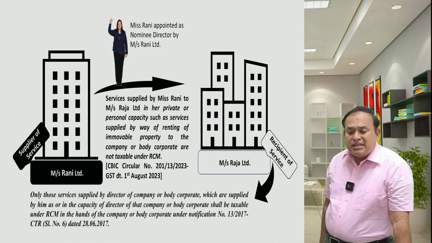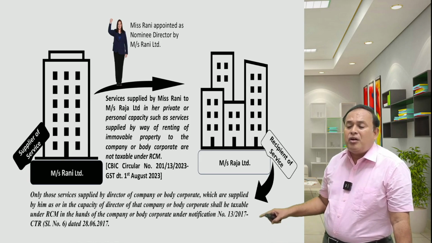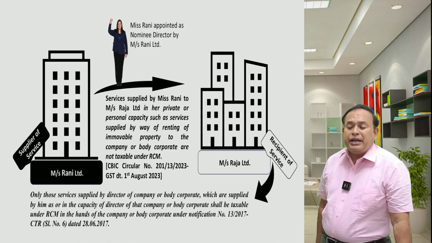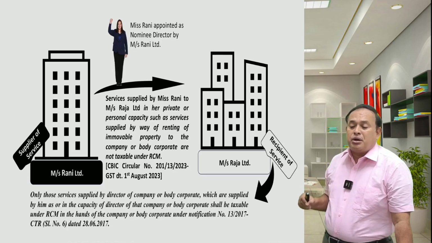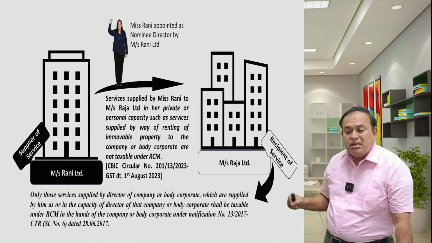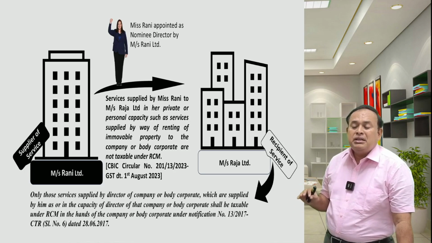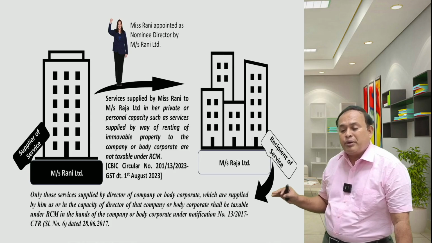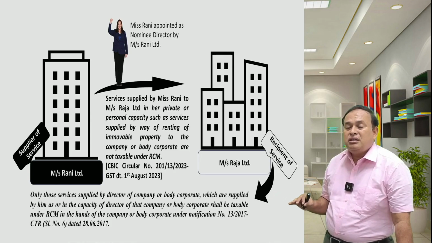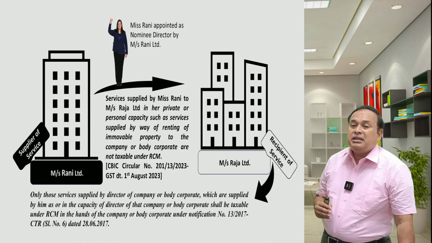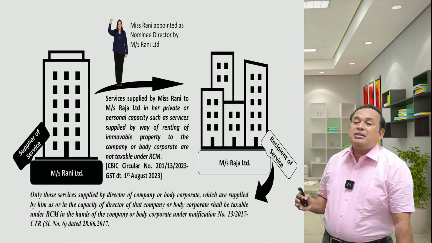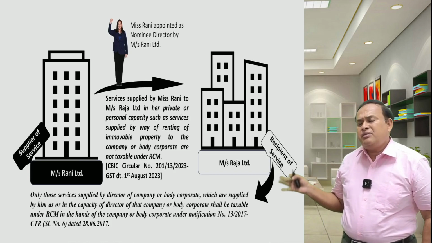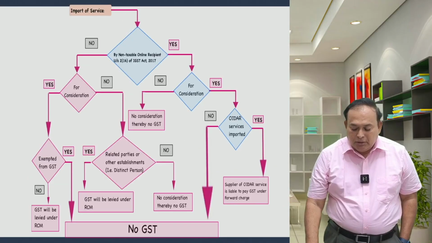Only those services supplied by a director of a company or body corporate which are supplied by him in the capacity of director of that company or body corporate shall be taxable under RCM in the hands of the company or body corporate, but not in personal capacity. If a director provides services in personal capacity to the company, then that is not under the RCM, which is a clarification I already referred to. I am referring to it here again.